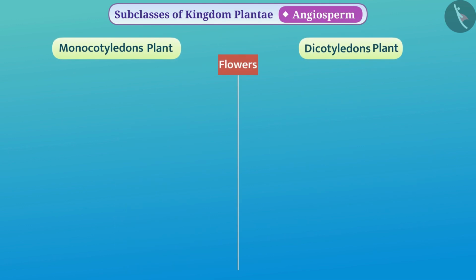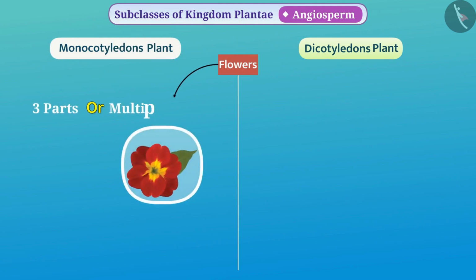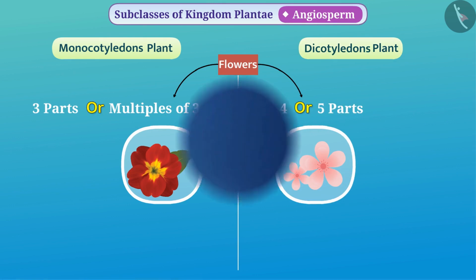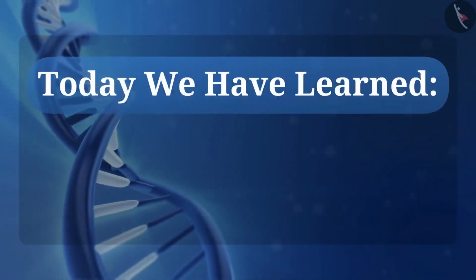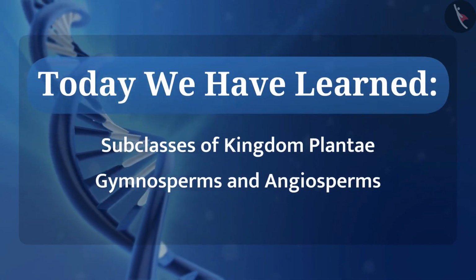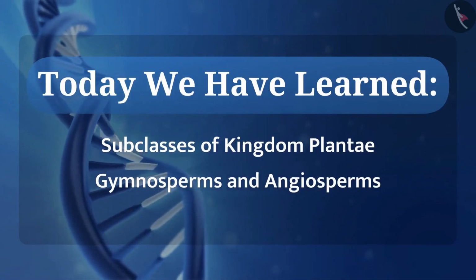Flowers of both types of plants are also different. In monocot plants, flowers are three parts or multiple of three. Whereas in dicotyledon plants, flowers are four or five parts. So, you must have understood gymnosperms and angiosperms very well. Today we have learned about subclasses of kingdom Plantae, gymnosperms and angiosperms.